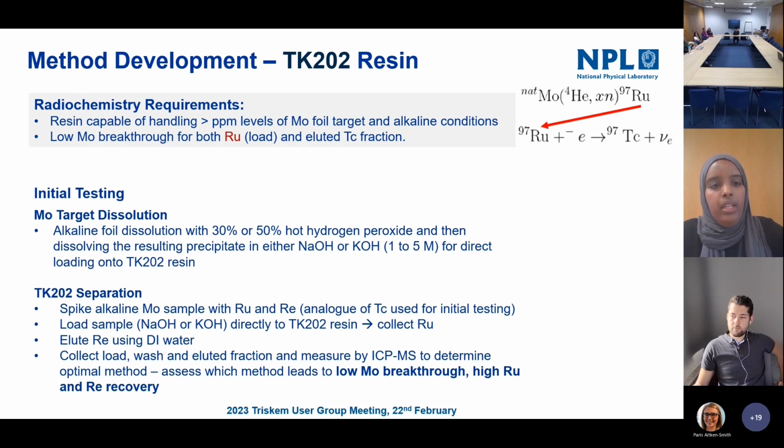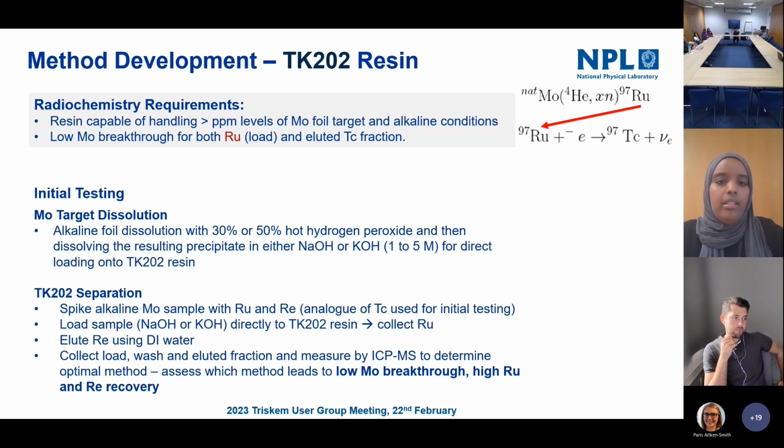So in terms of the requirements of the methods that we had in place, we're looking to have an approach which would be capable of handling very high levels of molybdenum, which was demonstrated by work done by Palatin. But the one thing we were unsure about was to see if we could collect a nice clean ruthenium fraction during the initial separation.